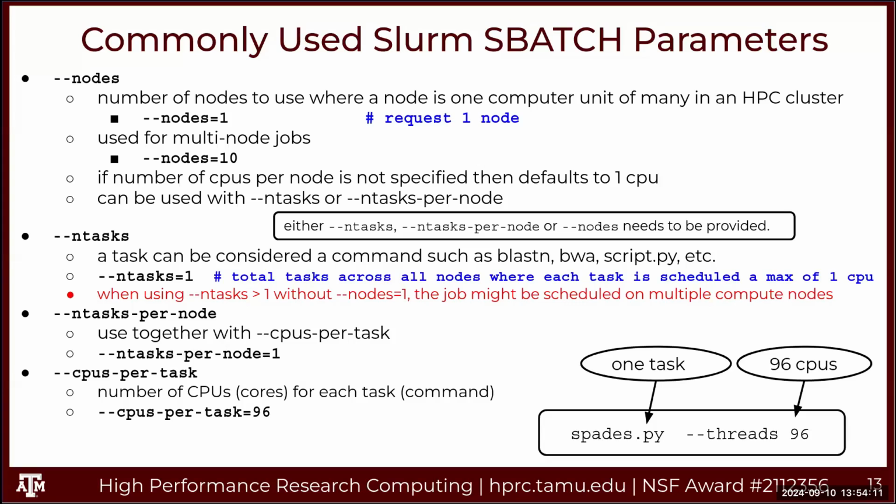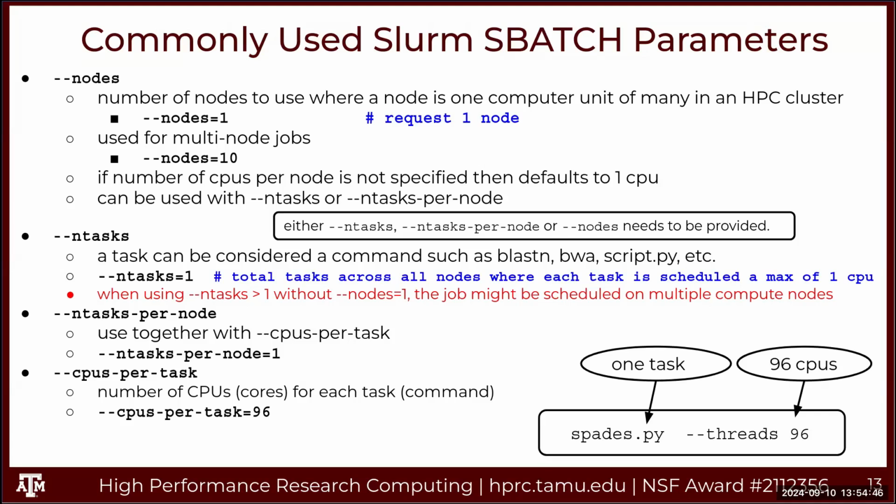All right, some of the commonly used SBATCH variants. We saw nodes. You just change the number from 1 to the maximum allowed, and we'll see what is the maximum allowed for each. For the type of job, we'll look at that later. So with nodes, this can be used with ntasks or ntasks-per-node. You want to let Slurm know how many tasks you're going to run on each node. ntasks is the total tasks across all nodes.